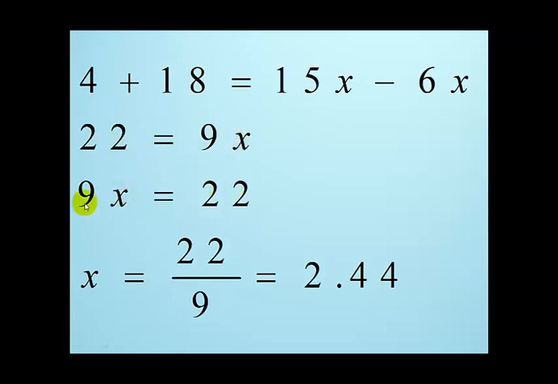We are solving for x. And so we divide both sides by the constant attached to the variable x, and that is 9. So we divide the left hand side by 9. And when we divide 9x by 9, we have x. Dividing the right hand side by 9, we have 22 over 9. And 22 divided by 9 is equal to 2.44. 2.44, that is corrected to 2 decimal places.